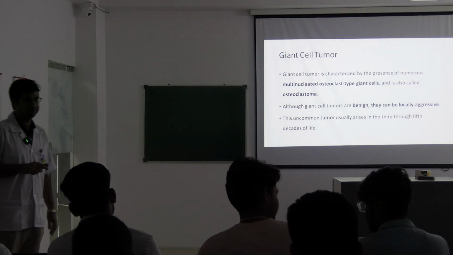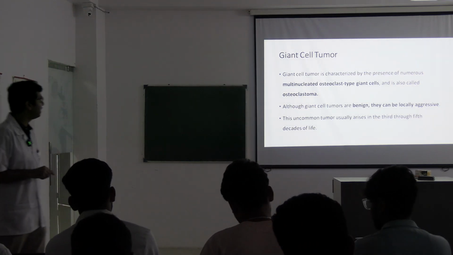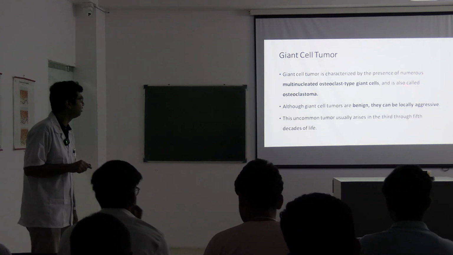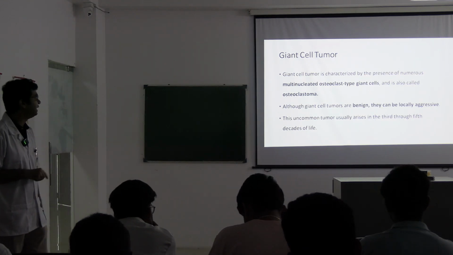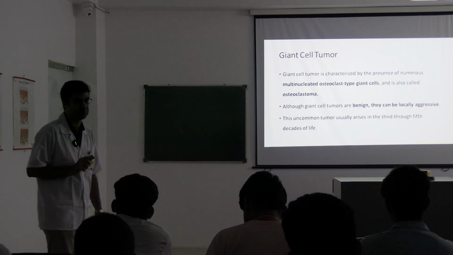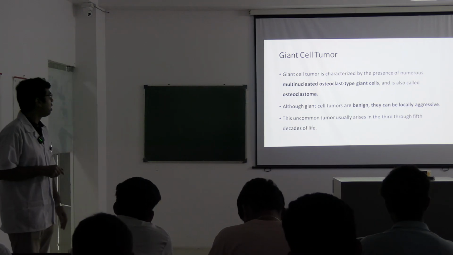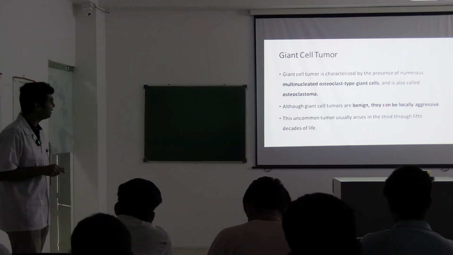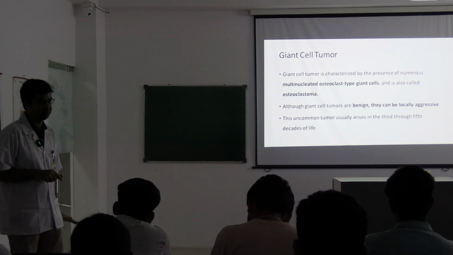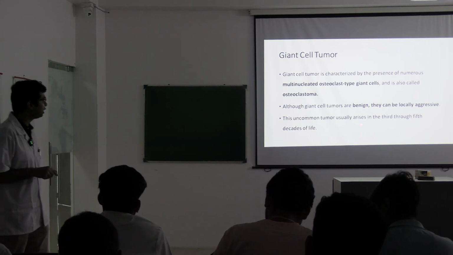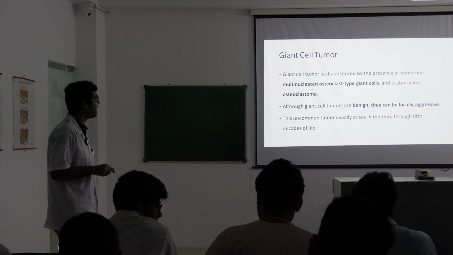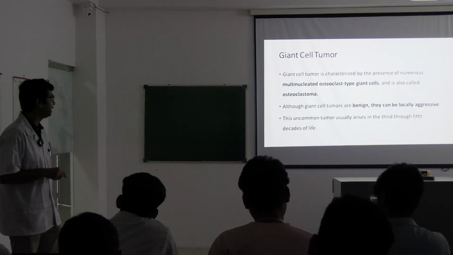Now giant cell tumor. Giant cell tumor is characterized by the presence of numerous multinucleated osteoclast-type giant cells. It is also called osteoclastoma. Although giant cell tumors are benign, they can be locally aggressive, but basically it is a benign tumor. This uncommon tumor usually arises in the 3rd to 5th decades of life.